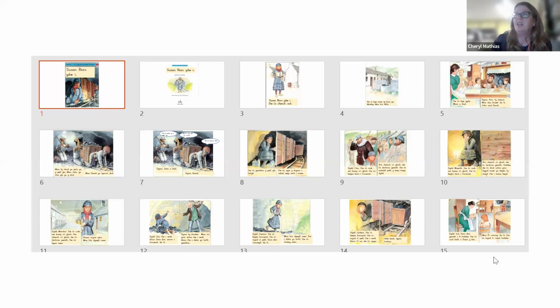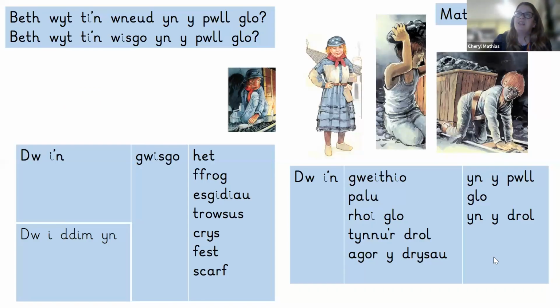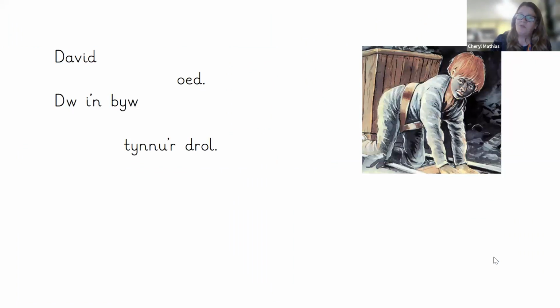That's all my slides there. This was the sentence builders that we'd come to after quite a bit of work, and then they had to fill in the blanks. So we did it orally and then writing as well.